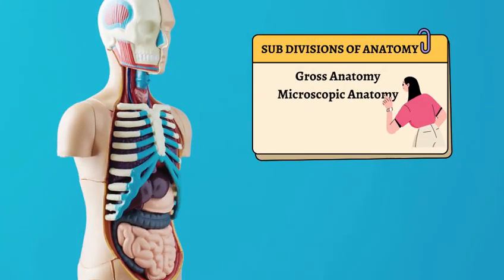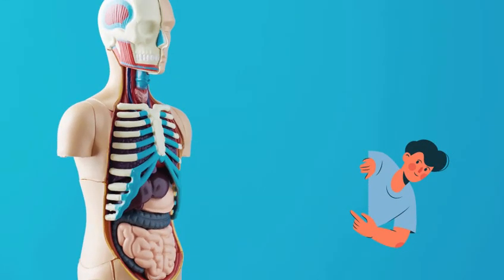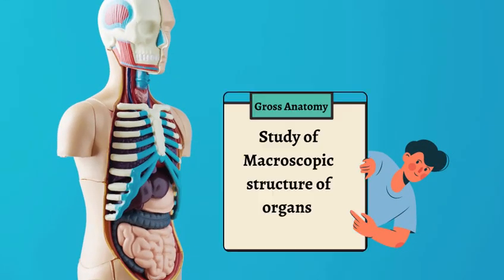There are two divisions of anatomy. One is gross anatomy, the other one is microscopic anatomy. Gross anatomy is the study of anatomy at the macroscopic level. It deals with the form, location, and relations of body parts, external and internal, that are visible to the naked eye.